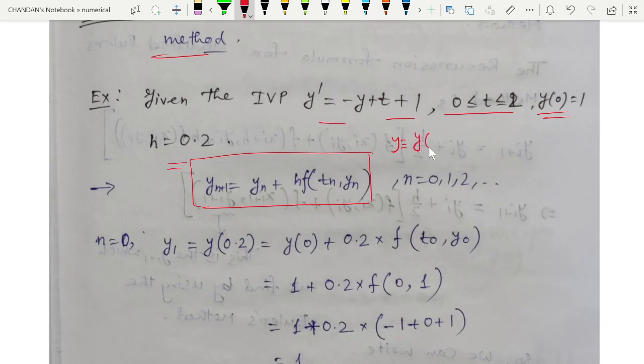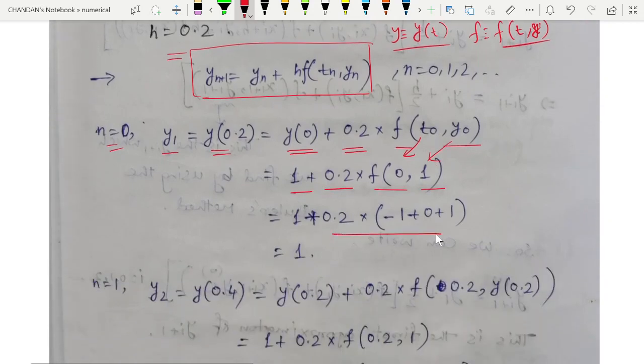Depends on y t, clear? And f is the function of f at t and u, clear? So this is the function. So for n equal to 0, y at 1, that is y at 0.2, is equal to y 0 plus 0.2 into f of t 0, y 0. The value of y 0 is equal to 1 given, plus 0.2 into f of 0 and 1, okay? Because the value of t 0 should be 0, it is given, and the value of y 0 is equal to 1, which is given. So this is equal to 1 plus 0.2 into 0, which is equal to 1.